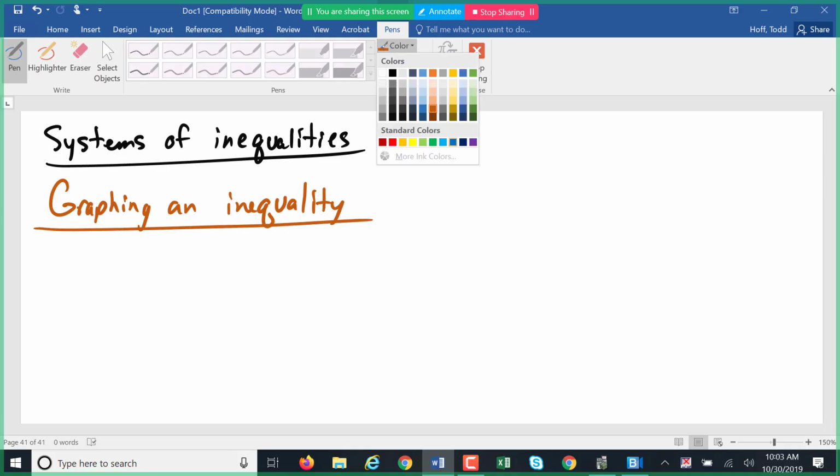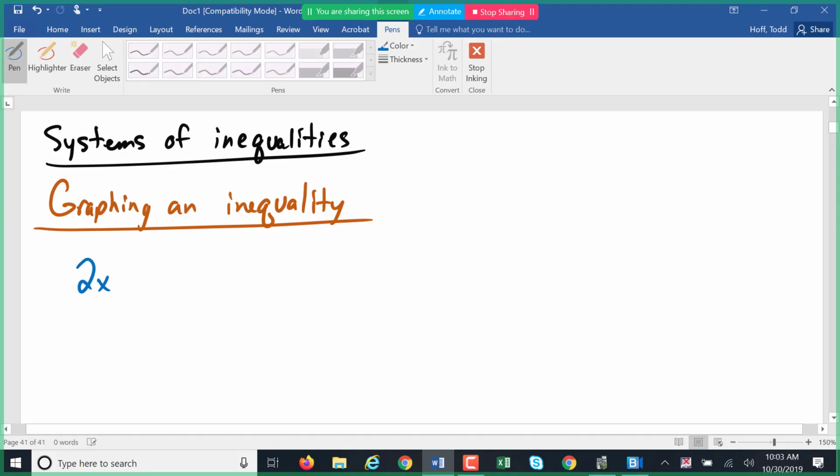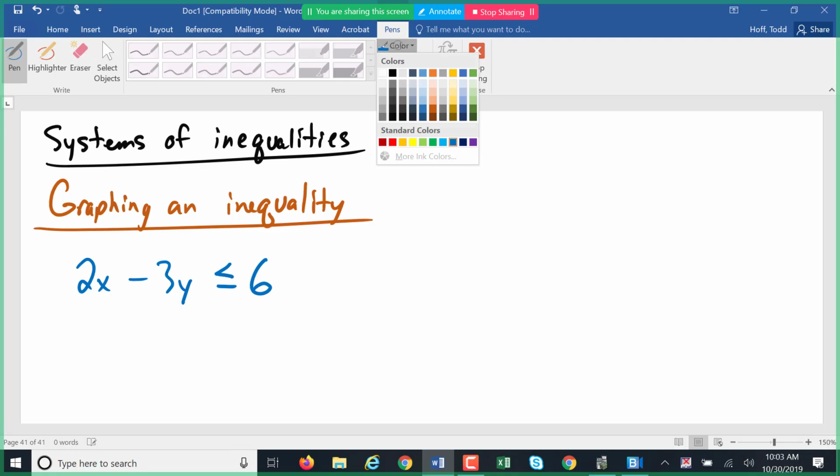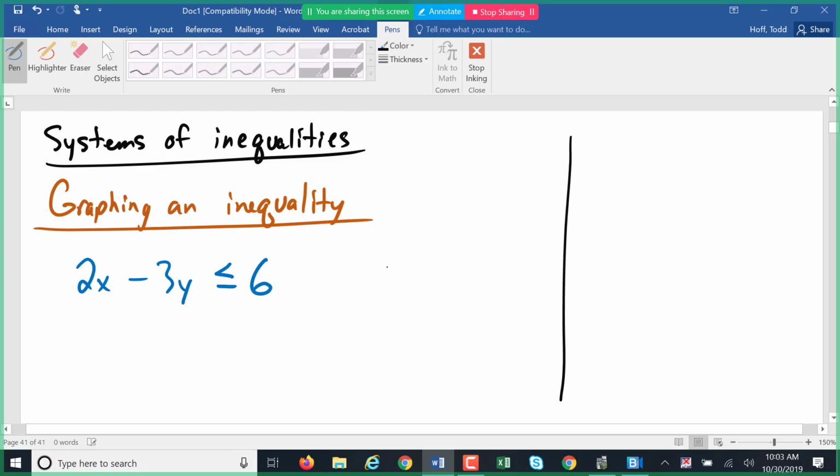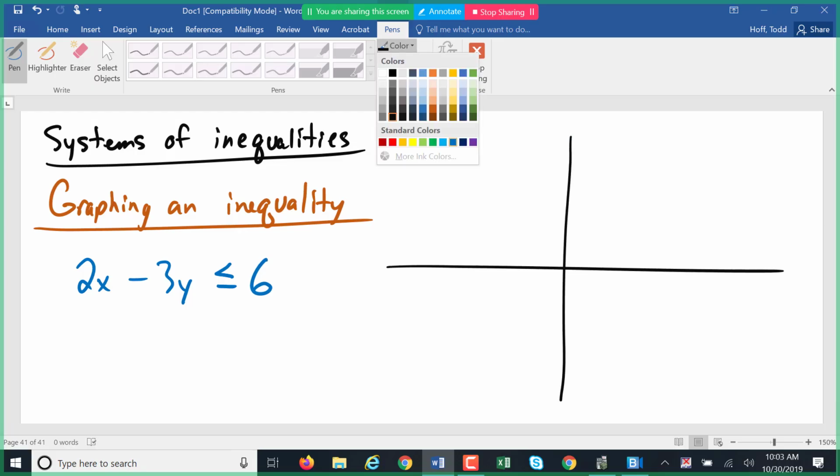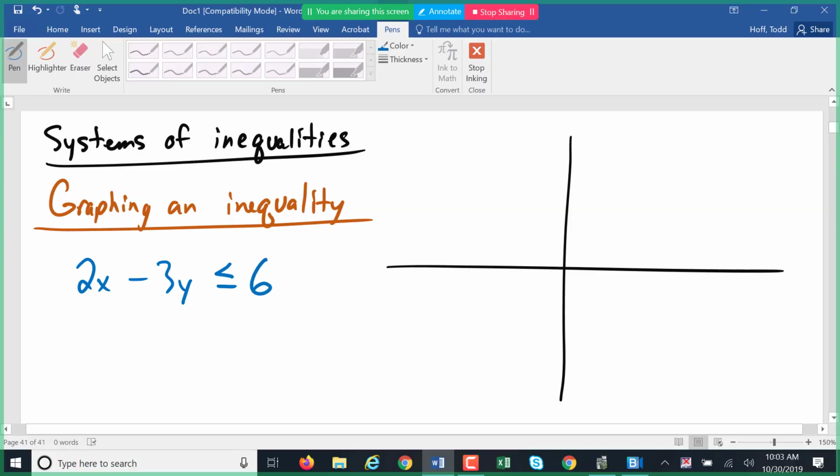let's say we have something like 2x minus 3y equals 6. Or sorry, let's say not equals 6. Let's call it less than or equal to 6. We have to graph that. Now, in the form this is in, it's probably easiest for me to graph it using X-intercept and Y-intercept.